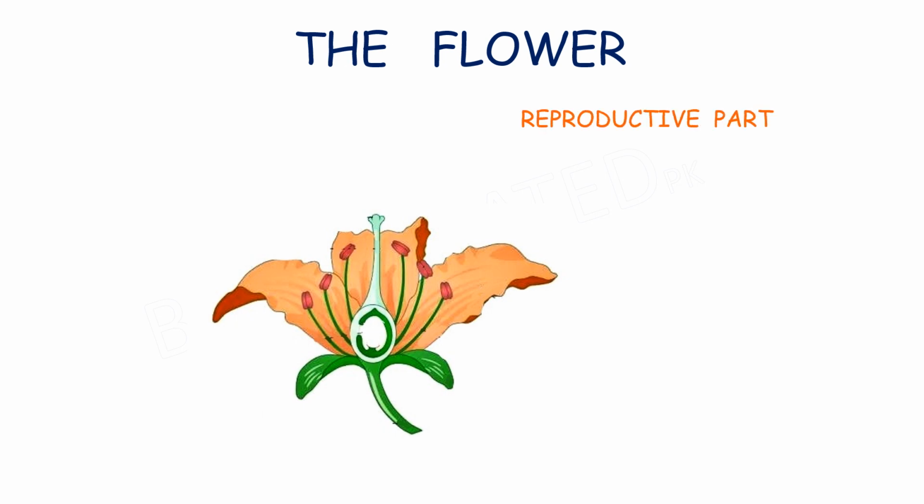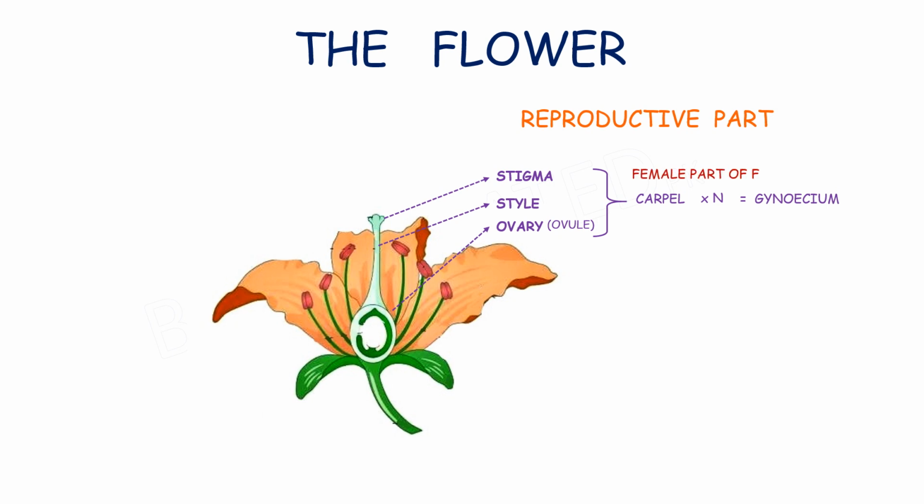In the reproductive part, let's see, this feathery platform is called stigma, this tube-like structure is called style, and this oval structure is called ovary, which contains ovules. These three parts combine to form carpel. Multiple carpels or a group of carpels is known as gynoecium, and this is the female part of flower.